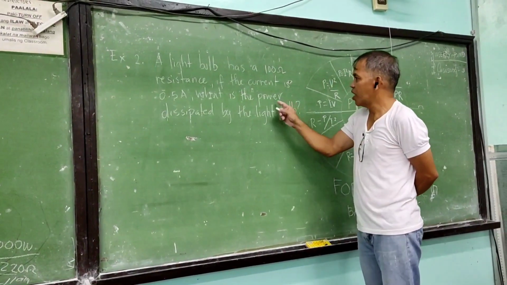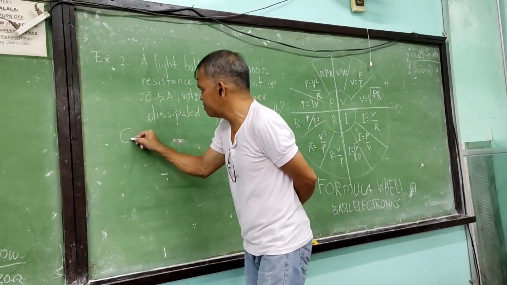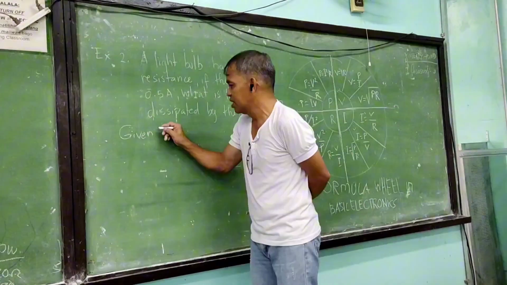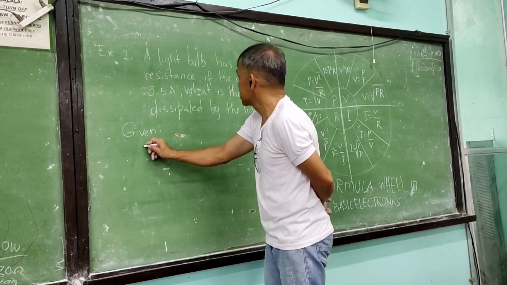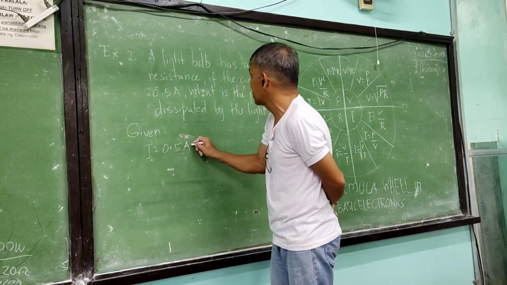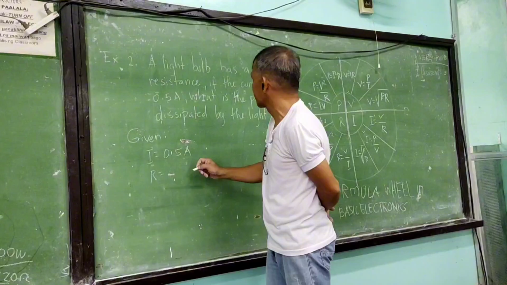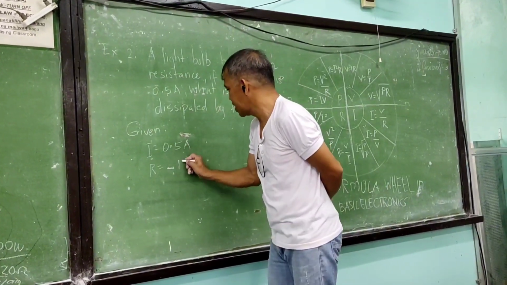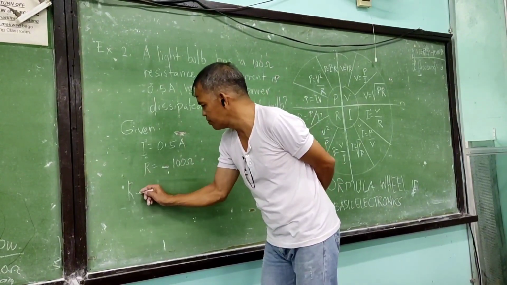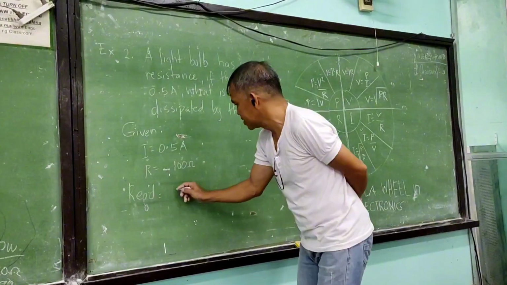Example number 2. This time, you are to solve the power dissipated by the light bulb. What is the given? When you solve the problem, always use the GRESA method. Given is the current, I is equivalent to 0.5 ampere. Another, the resistance, which is 100 ohms. You are required to solve for what? The power.